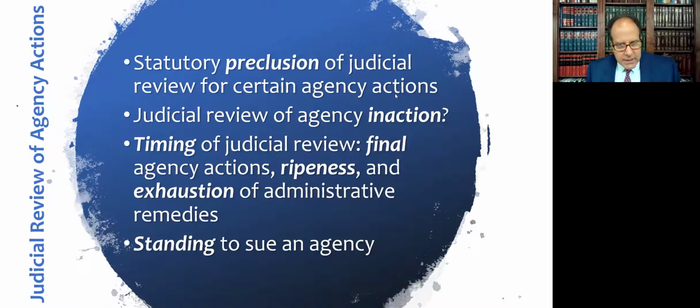We have a related concept of ripeness. When is an agency action ripe for judicial review? And then a requirement of the exhaustion of administrative remedies. One of your takeaways from this is going to be that these three concepts about timing of review overlap a lot, and the courts, actually judges, can get them mixed up or conflate them. But exhaustion of review, ripeness, and final agency action are very important issues, and we're going to do some cases about those.